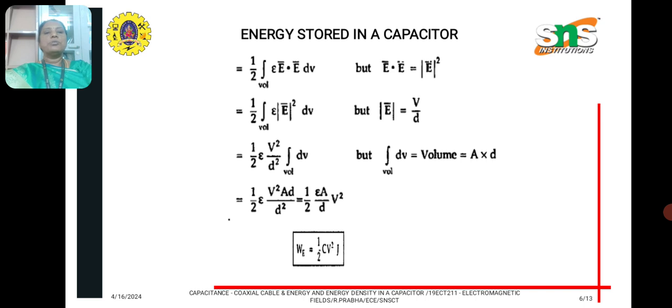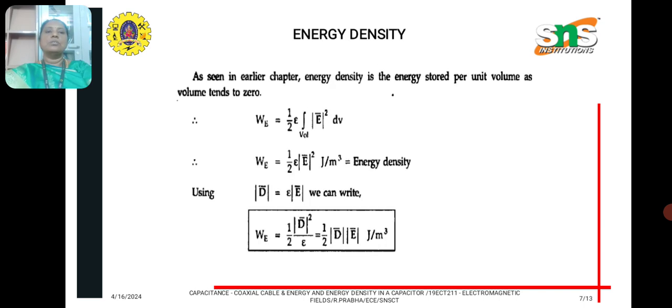So by substituting all the values, we get the energy of a capacitor as 1 by 2 epsilon V squared A d by d squared. So the d's get cancelled, and this epsilon A by d is nothing but the capacitance C. So replacing epsilon A by d with C, the capacitance value, the energy stored in a capacitor is given by the expression WE equal to 1 by 2 C V squared joules.